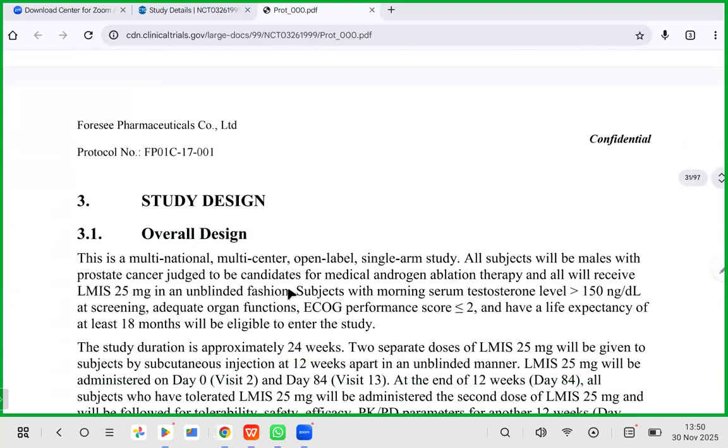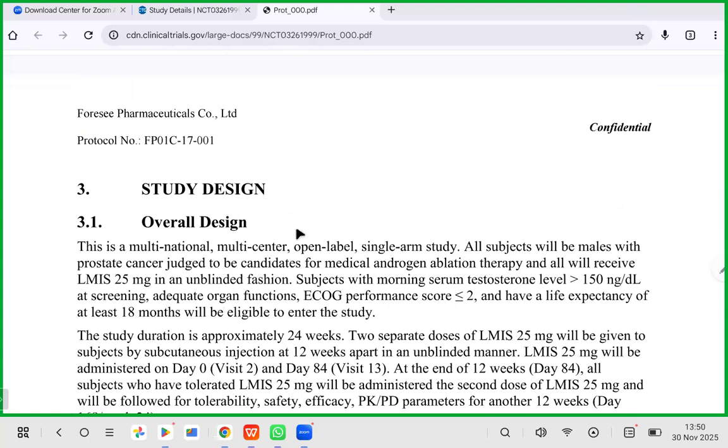Then here comes the very important thing, study design. Here they are saying this is multinational. The study is happening in multiple countries, multiple centers. Open label means there is only one drug, so the participants will know what drug they are receiving. And since it is prostate cancer, all the subjects will be male with the cancer. Then they are talking about some inclusion exclusion criteria, so the subjects whose testosterone level is greater than 150.